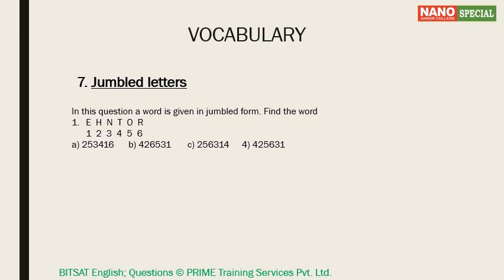In this question, a word is given in a jumbled form. Find the word. This is fairly obvious. This is a simple one. You can find out that the word is actually THRONE. So the right answer is 4246. Therefore, the option that is there is B.